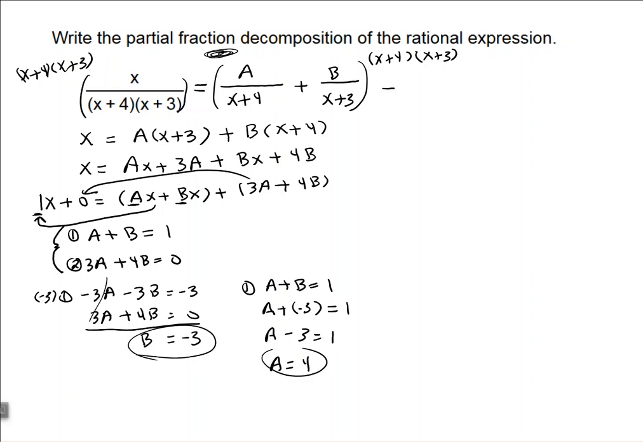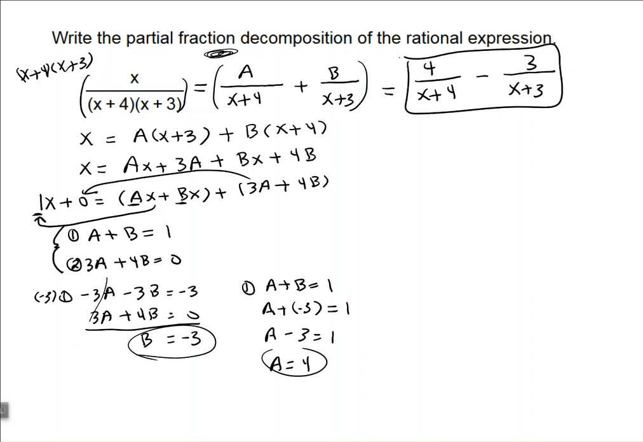And now I can go back up here and write my decomposed partial fractions. So a is 4. So I'll have 4 over x plus 4. And b, the value of b, is negative 3. So instead of plus, I'm going to write minus 3 over x plus 3. And that's the answer.